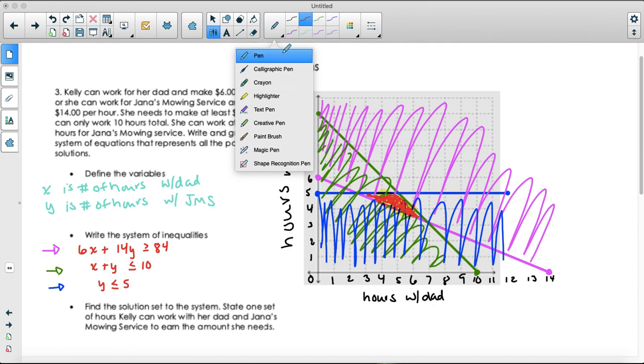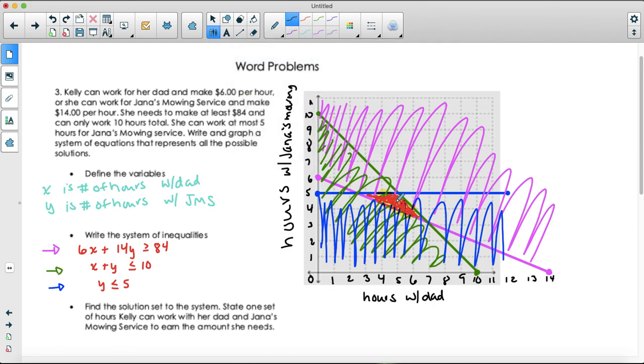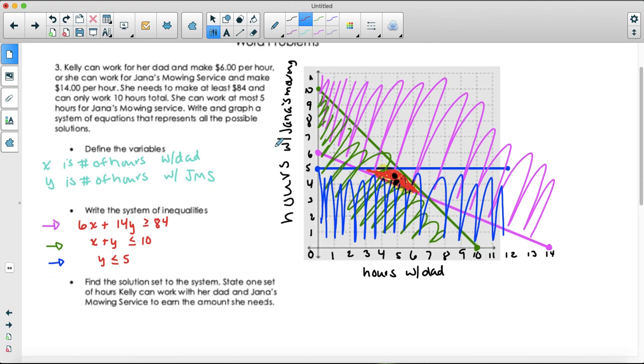So any coordinate within this location works. So I will go somewhere like right here. Or even right here. It's a little hard to see where the lines are. But if we say maybe 5, 4 looks like about that location. So if we say 5, 4, which really means 5 hours with Dad and 4 hours with Jana's mowing service.